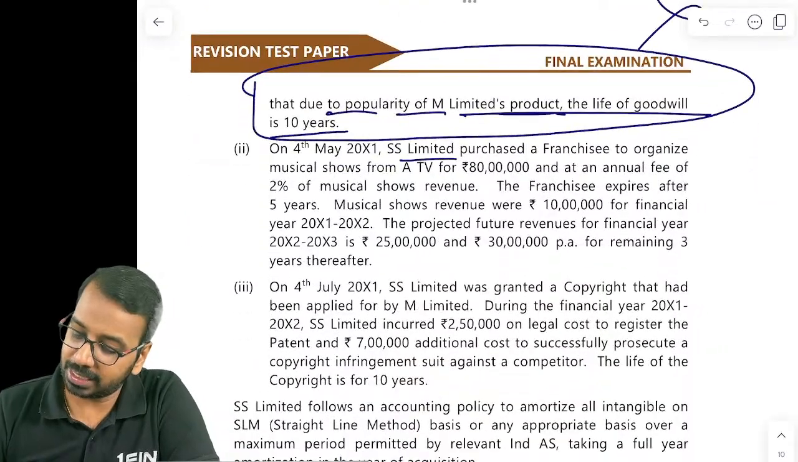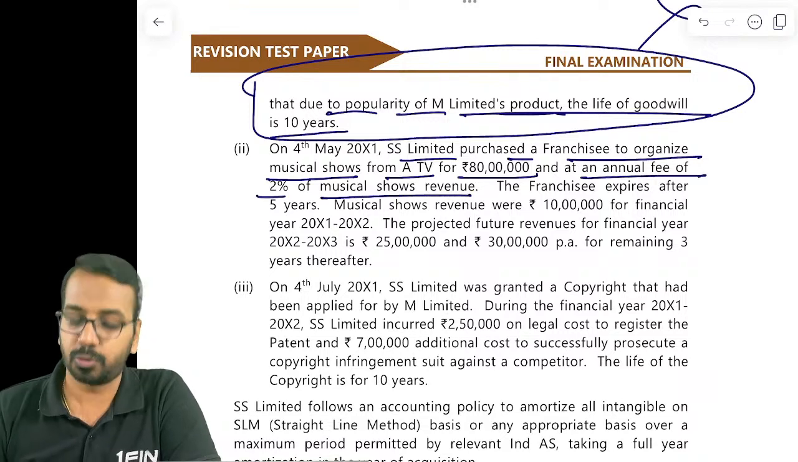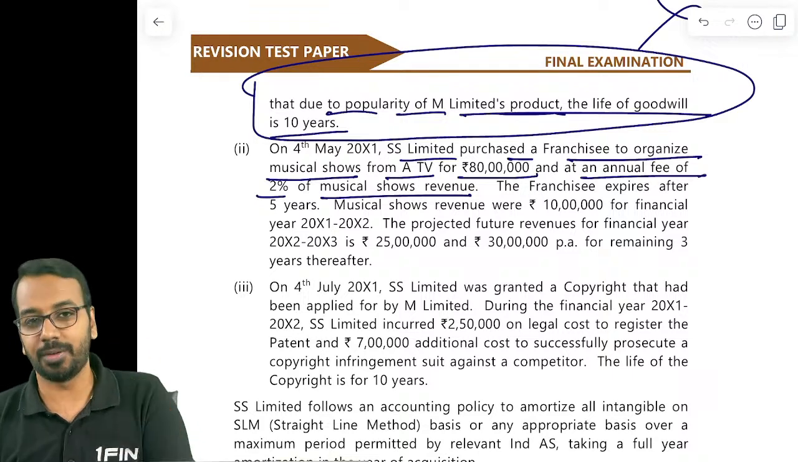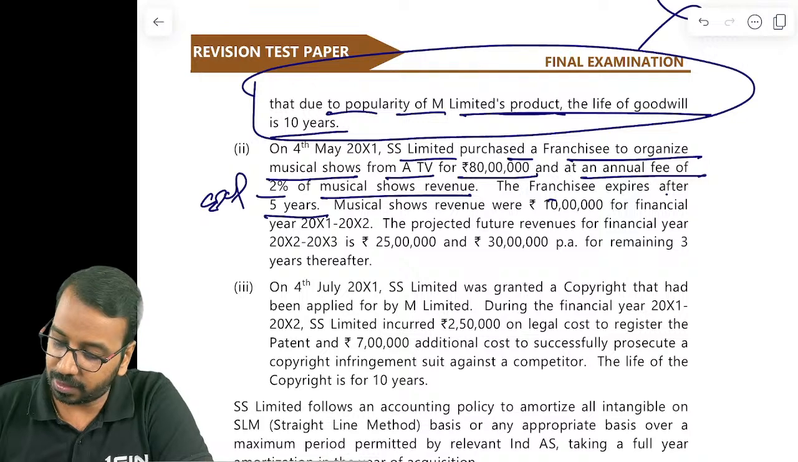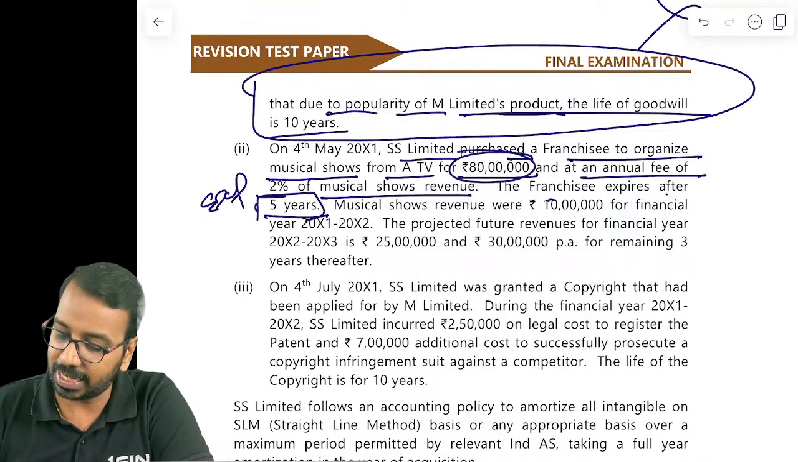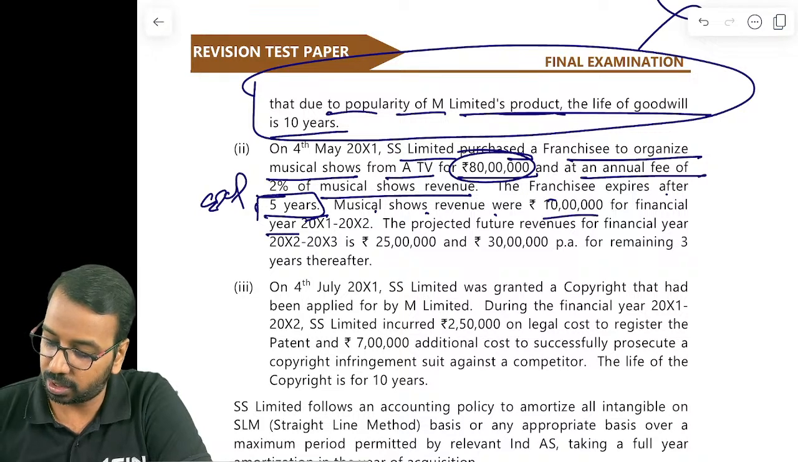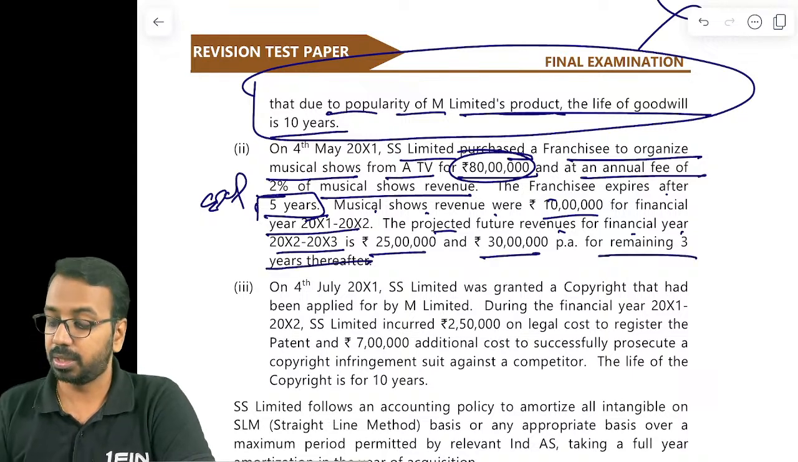Second, SS Limited purchased a franchisee to organize musical shows from ATV for 80 lakhs, with an annual fee of 2% of musical shows revenue. Whatever you pay as a percentage of musical shows revenue will be your expense. The franchisee expires after 5 years, so the validity is 5 years. This 80 lakhs you will amortize over 5 years. Musical shows revenue was 10 lakhs for the financial year 1-2. Projected future revenues for the financial year 2-3 is 25 lakhs and 30 lakhs for the remaining 3 years thereafter.